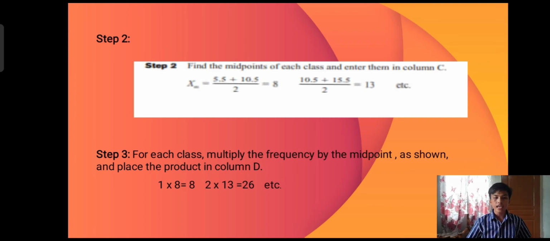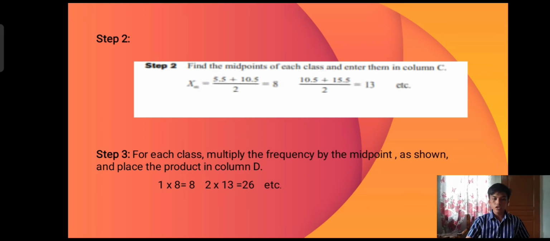How do we get the midpoints? Add the two class limits and then divide by 2. For example, 5.5 plus 10.5 divided by 2 equals 8. So the midpoint of 5.5 and 10.5 is 8. Then another one is 10.5 plus 15.5 divided by 2, so the answer is 13, and so on.